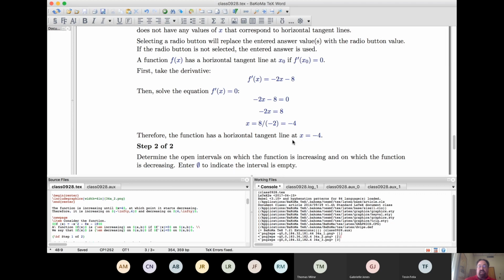So we have a horizontal tangent line at this one point where the derivative is equal to 0.